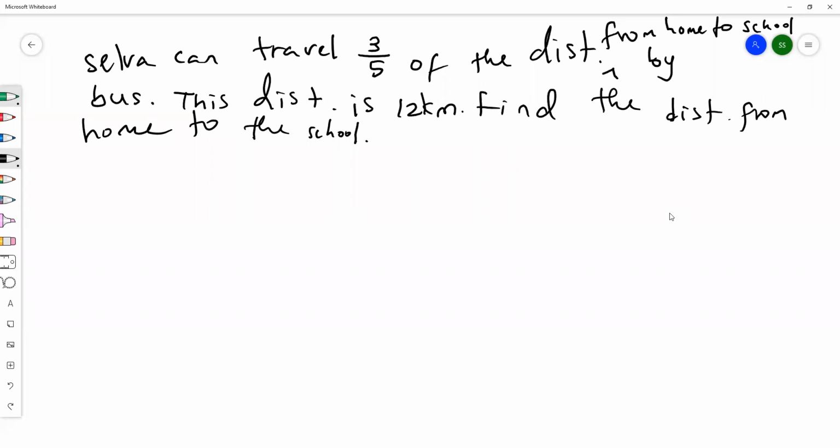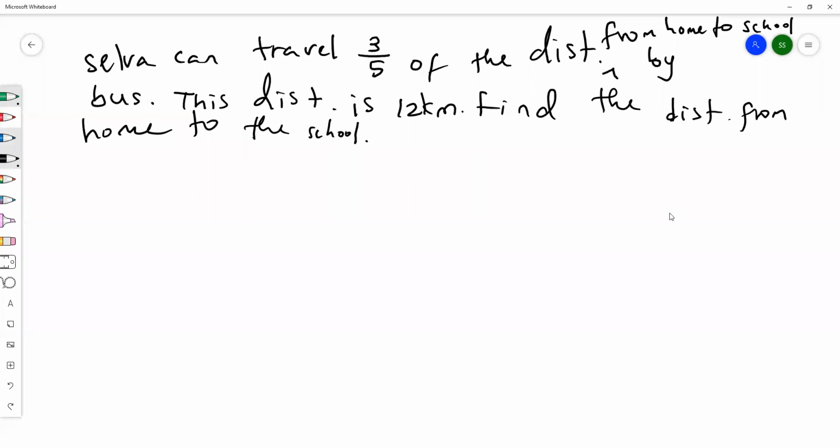Is he traveling the total distance by bus? No. 3/5 of the total distance. What is the total distance? Is it given? No, the total distance is not given.